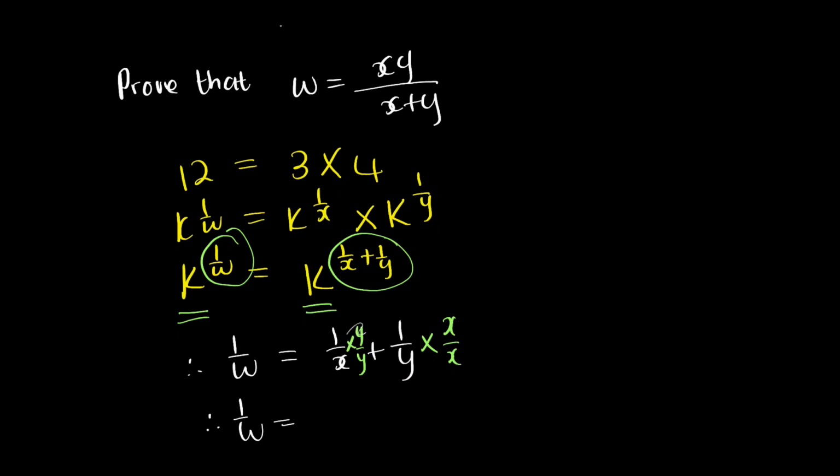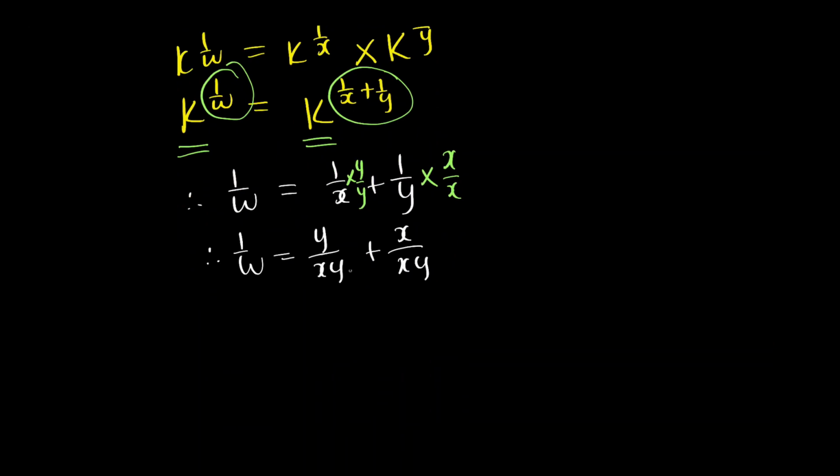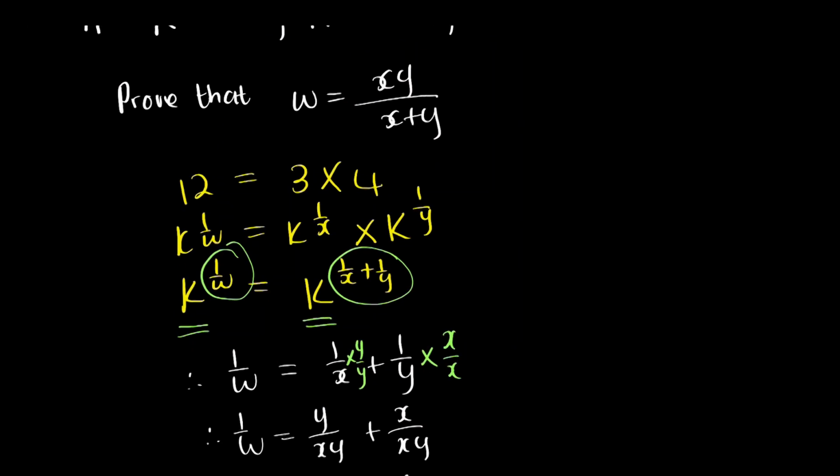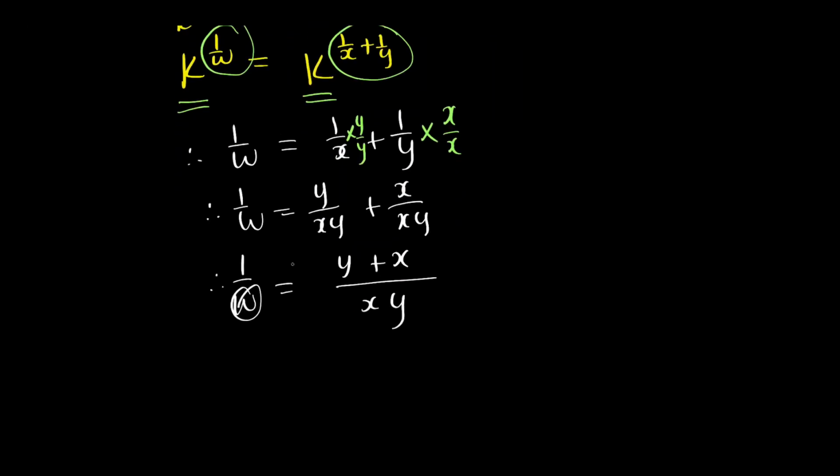And now we'll have 1 multiplied by y, which is just y over xy, plus 1 multiplied by x, which is x over xy. And now that our denominators are the same, we can go ahead and add them. So we just have 1 over w is equal to, and we'll keep the denominators the same, and we'll have y plus x over xy. Now, if you look at what we have to prove above, the w is on the numerator, but here our w is on the denominator.